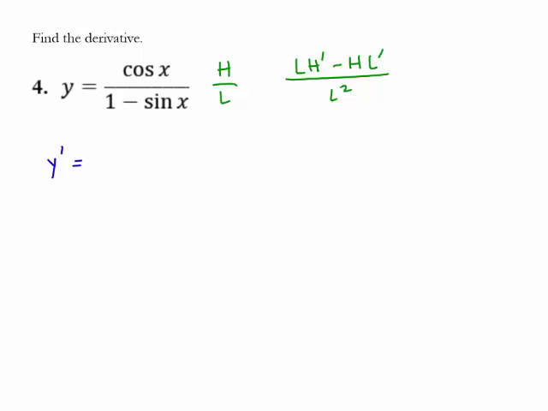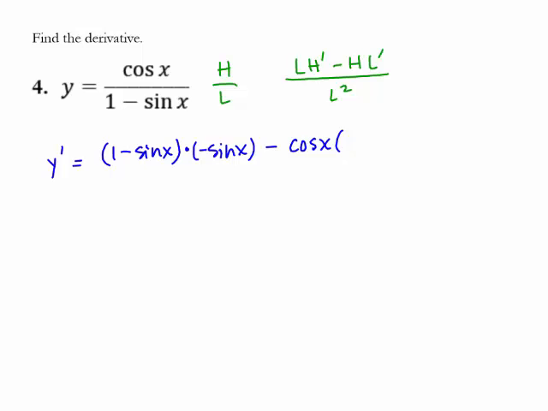So y prime is low, 1 minus sine x, D high, the derivative of cosine is negative sine, minus high cosine, d low, the derivative of the bottom.